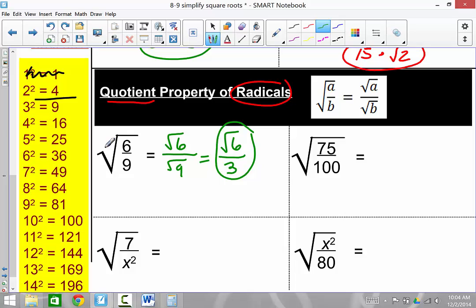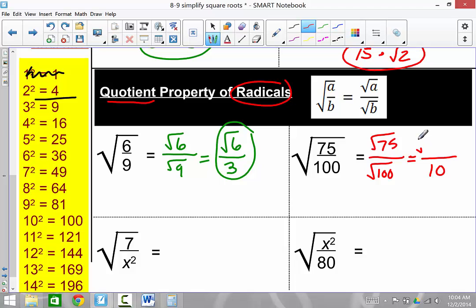And again, use a calculator and see if it works. They should both equal the same decimal. Okay, let's try the one next to it. Split it up. Square root of 75 on top. Square root of 100 on the bottom. Let's simplify. Let's do the bottom first because it's the easiest, because the square root of 100 just equals 10. Perfect. Top, square root of 75.